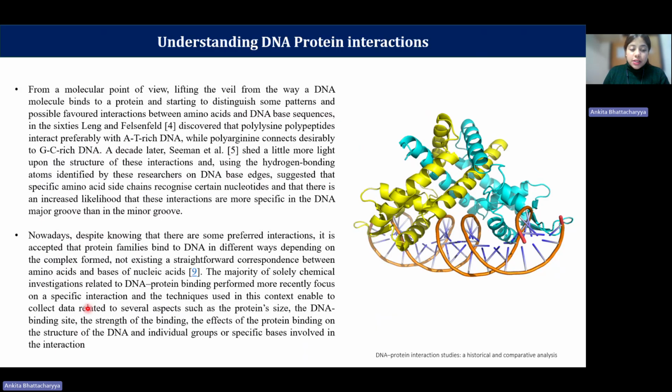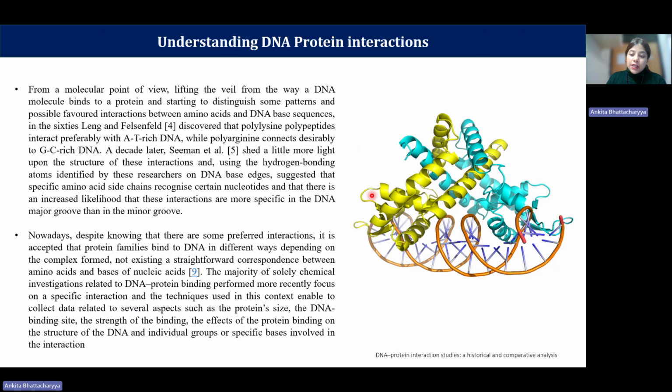So, the majority of these interactions have a number of facets that are usually considered. We didn't go into too much detail about it, but that includes the protein's size, the DNA binding site, the strength of the binding, the effect of the protein binding to the DNA structure, and what bases are involved in that interaction. All of these factors are to be considered.